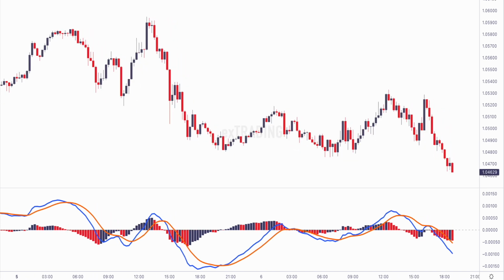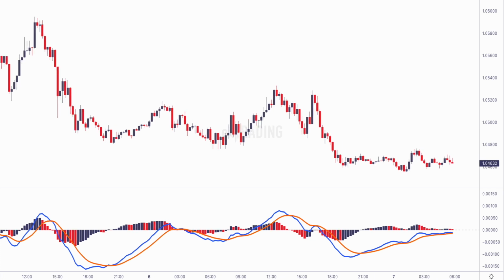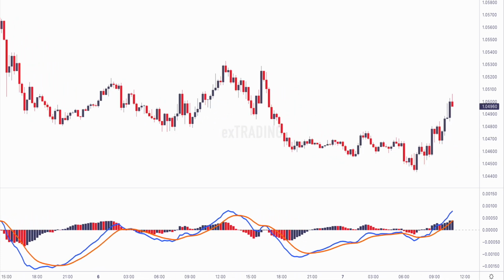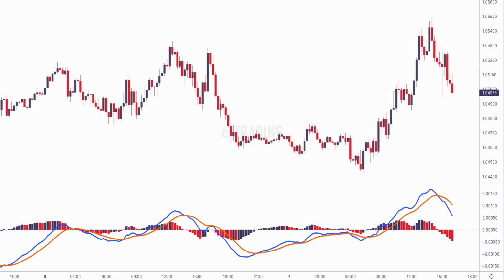The MACD indicator is a useful tool for traders of all levels, from beginners to advanced, but as with any technical analysis tool, it should be used in conjunction with other indicators to confirm entry and exit points, as well as to identify potential support and resistance levels.